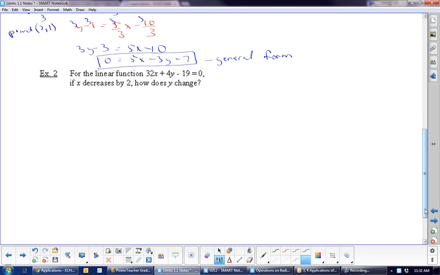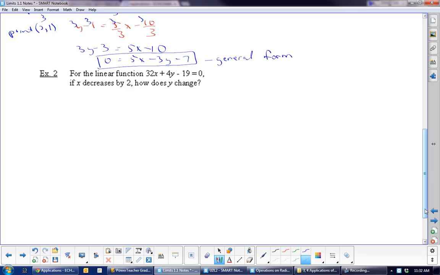I apologize for the speed, but we do not have much time today. Okay, for a linear function, 32x plus 4y minus 9 equals 0. If x decreases by 2, how much does y change? Now this is even worded in a way that many students just get kind of lost. All this is saying is, find me the slope, and then if x decreases by 2, what would y be changing by? If you know slope, you just do equivalent fractions.